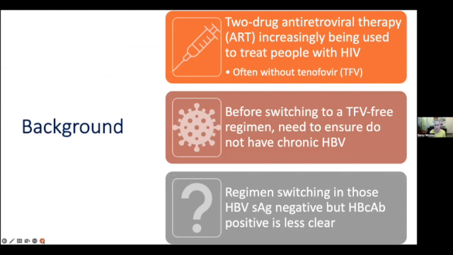So the guidelines are very clear when we're switching patients to cabotegravir-rilpivirine or any regimen that doesn't contain tenofovir. You want to make sure that the patient doesn't have chronic hepatitis B infection and that their surface antigen is negative, because if their surface antigen is positive, you could put them at risk of developing hepatitis B reactivation when you switch their regimen. The thing that we don't really know is, what do we do with patients who don't have chronic hepatitis B infection by a positive surface antigen or by a hepatitis B DNA PCR level, but who are core antibody positive? And so that's what we tried to look at in this study.